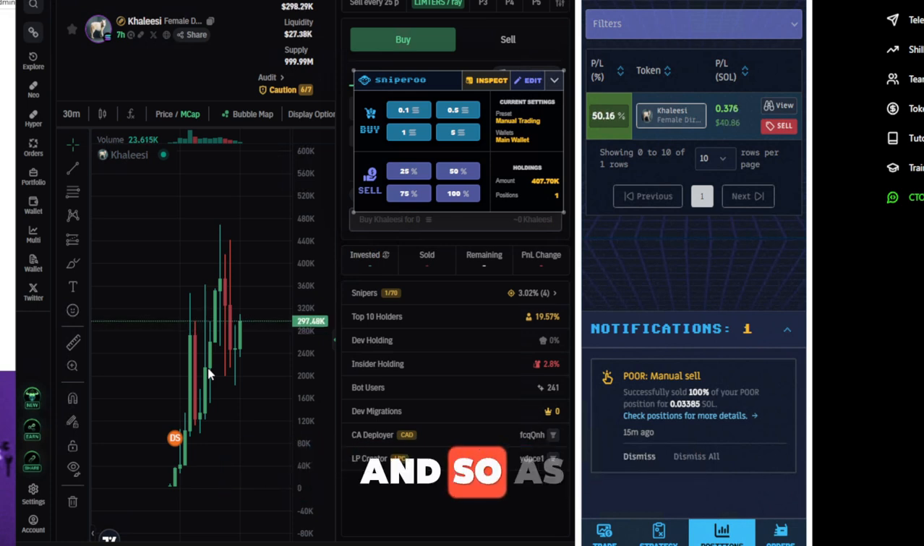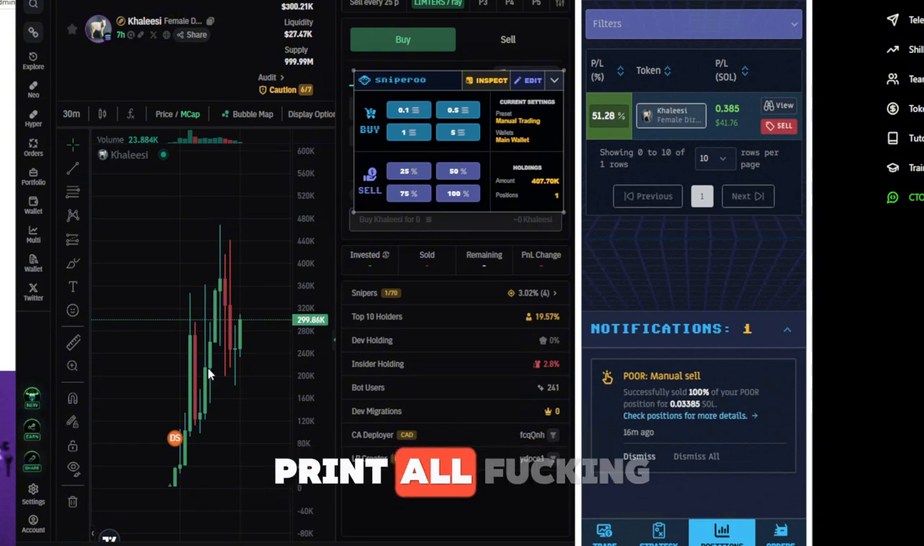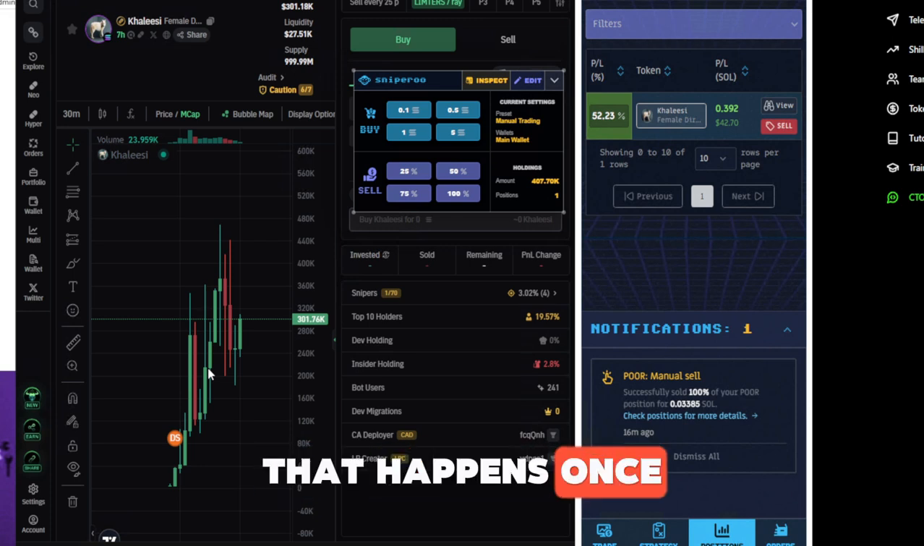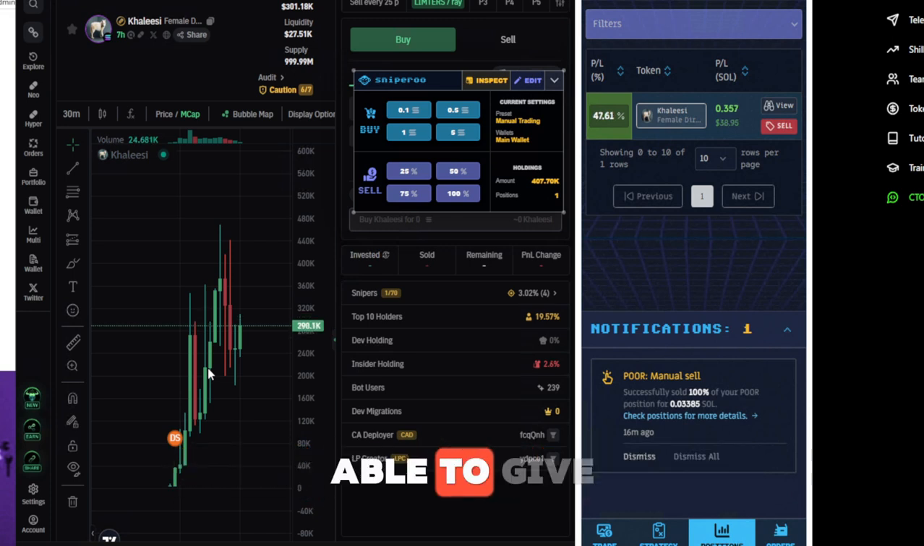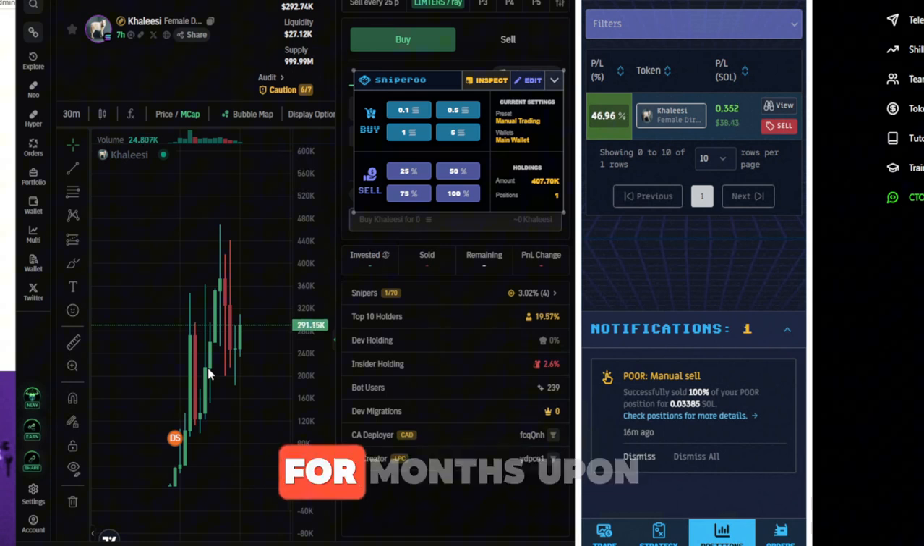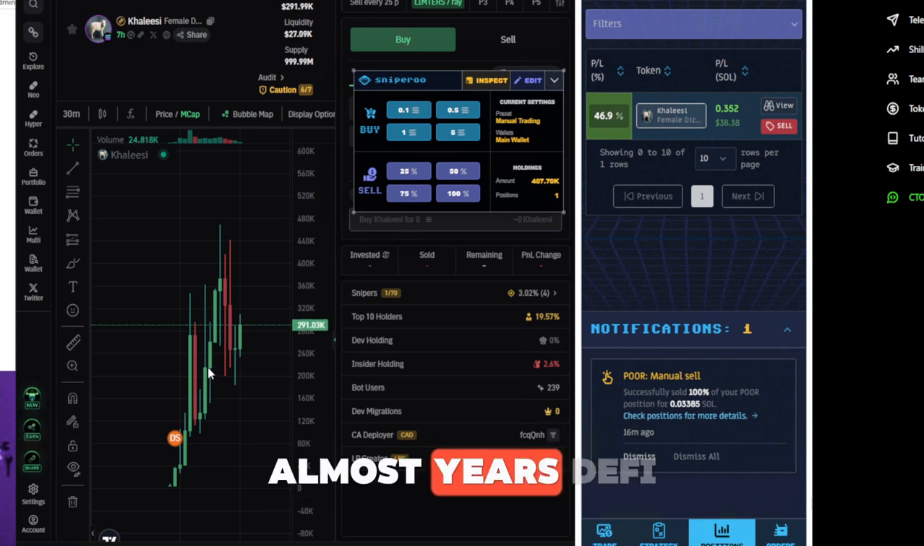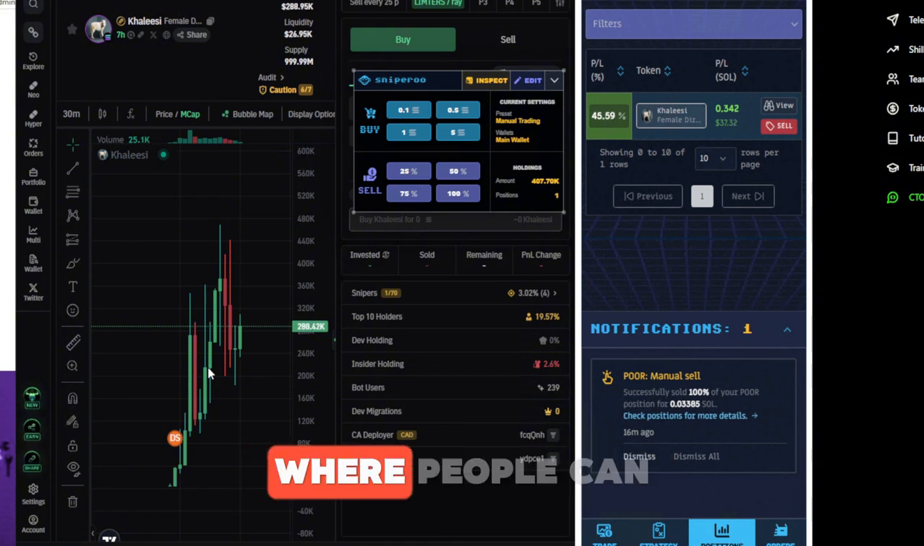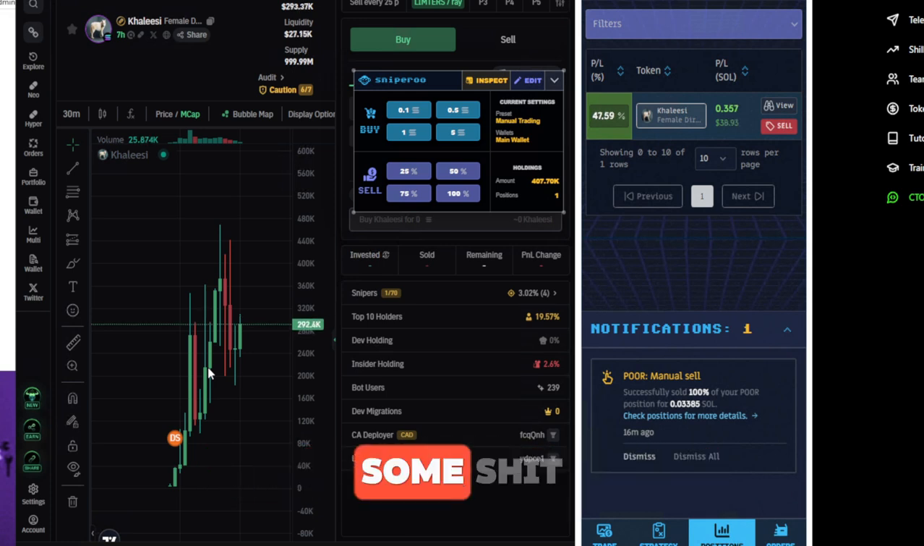And as long as we can find demand in the charts, we can print all day long. That's what it's about. So hopefully you guys will see that this is something that happens once in a lifetime, where someone's actually able to give you some real sauce. I've been teaching DeFi for months upon months, almost years. Actually, I have been teaching for years. I'm a monk. But now I'm doing it on another step where people can be like, oh wow, this guy is really diving into some stuff.